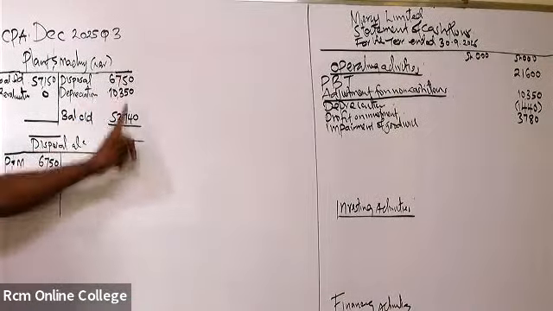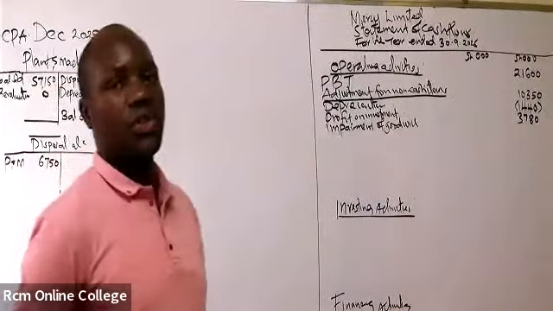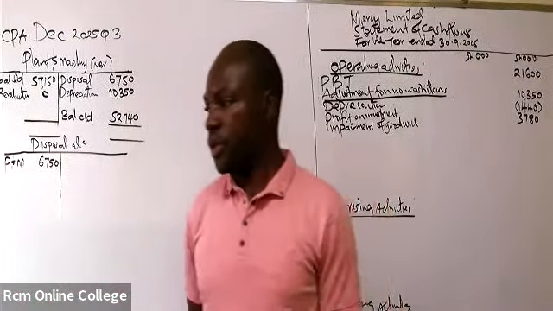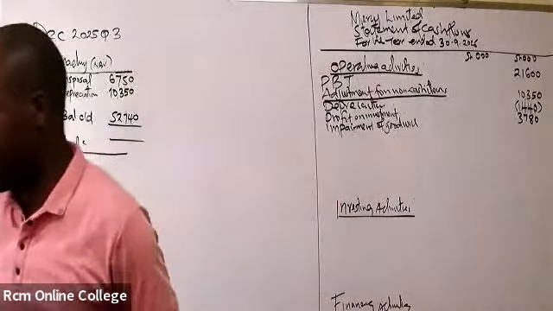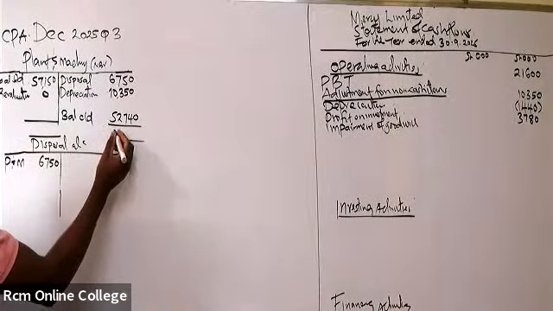Thank you. So how much are we having here on the credit side? 6750 plus 10350 plus 52740. How did you get depreciation? We have been given that in the question. So we have 69,840.